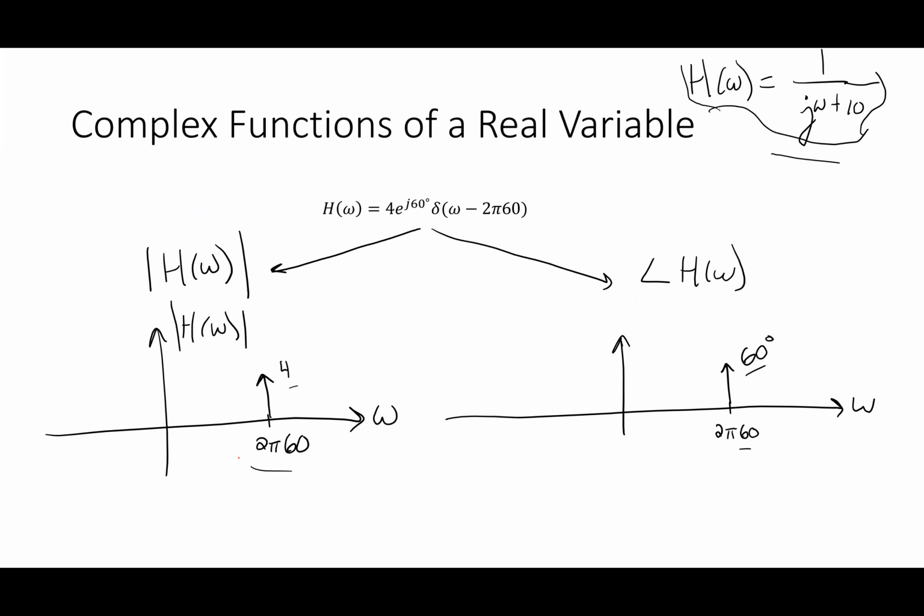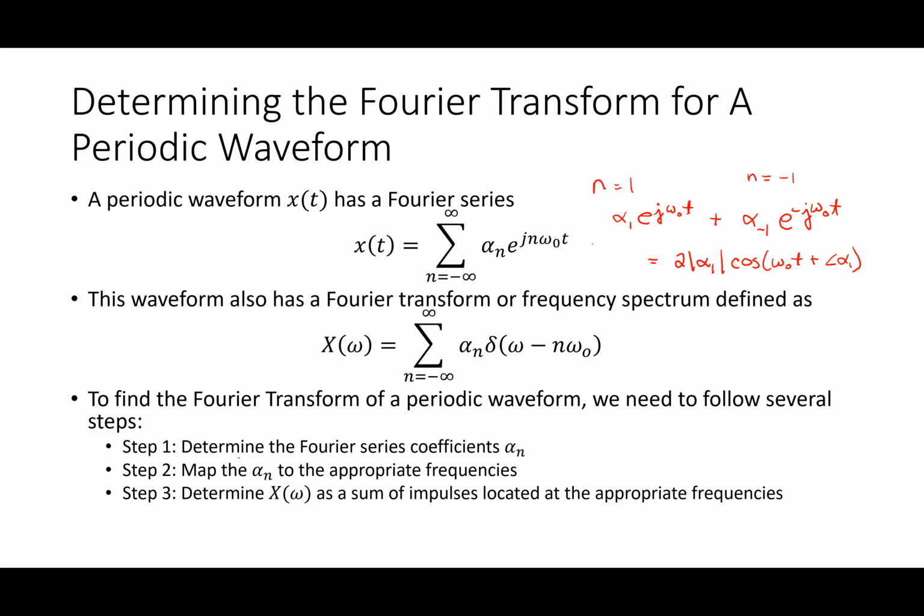All right, so if we want to find this Fourier transform or frequency spectrum for this periodic waveform, there are basically three steps for us to follow. The first step, because the Fourier transform needs these alpha n values, is to find the Fourier series coefficients alpha n.